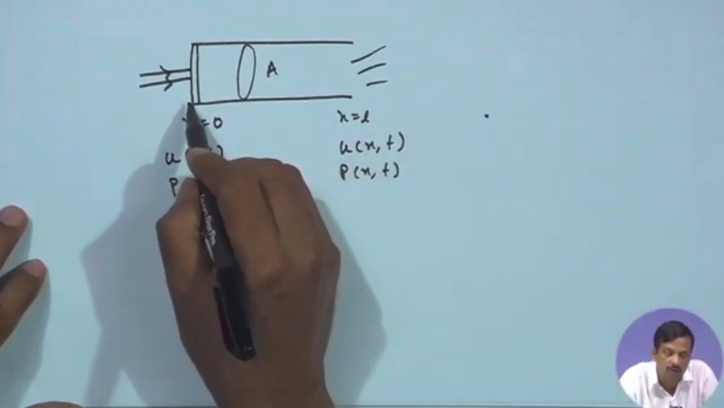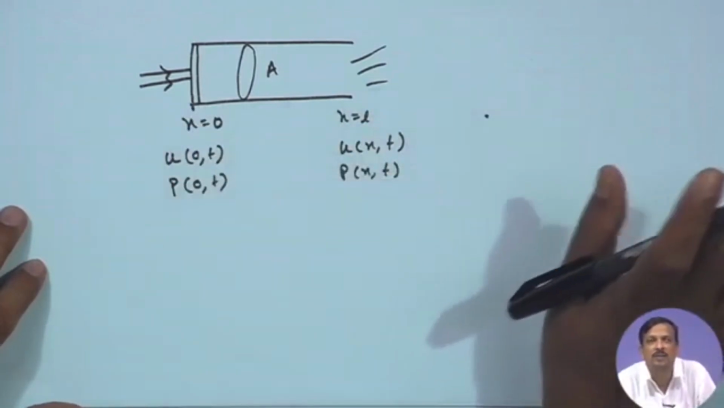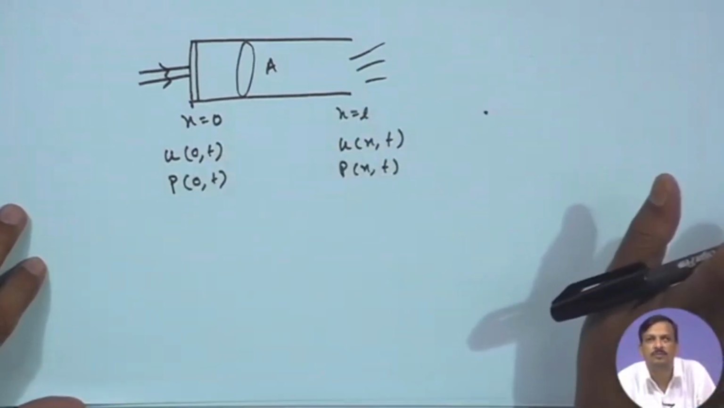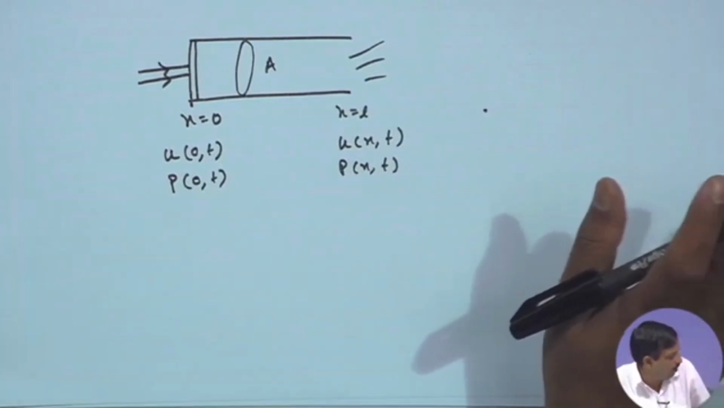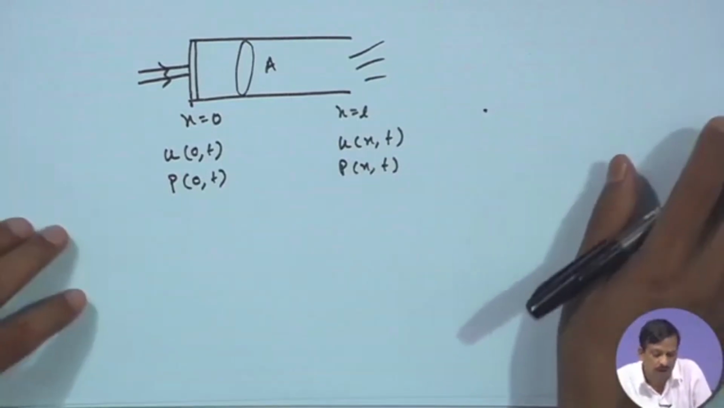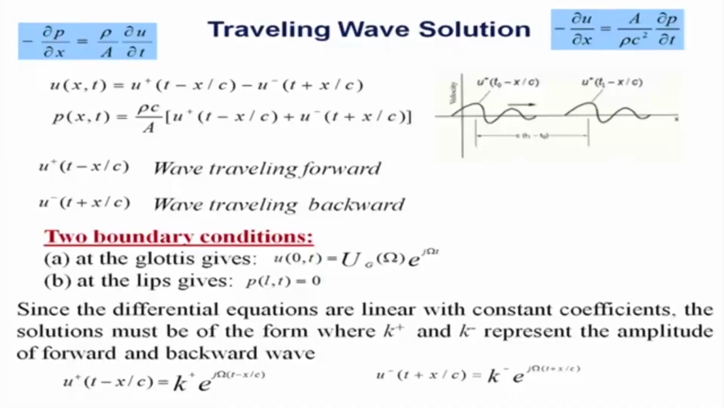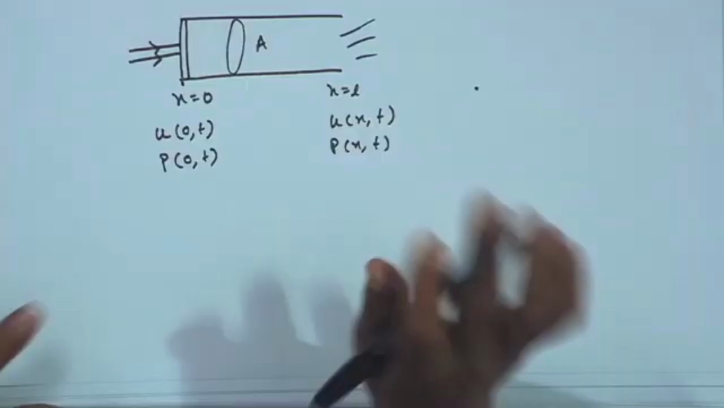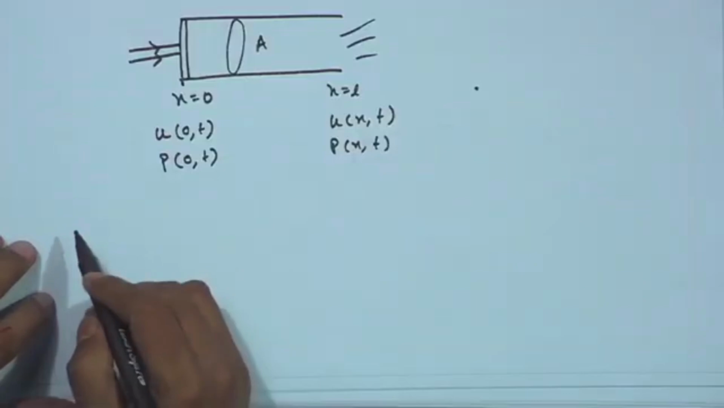We consider throughout the tube A remains constant. Okay. So, now A remains constant. Now, try to find out the travelling wave solution in the tube. Okay. What is the travelling wave solution?